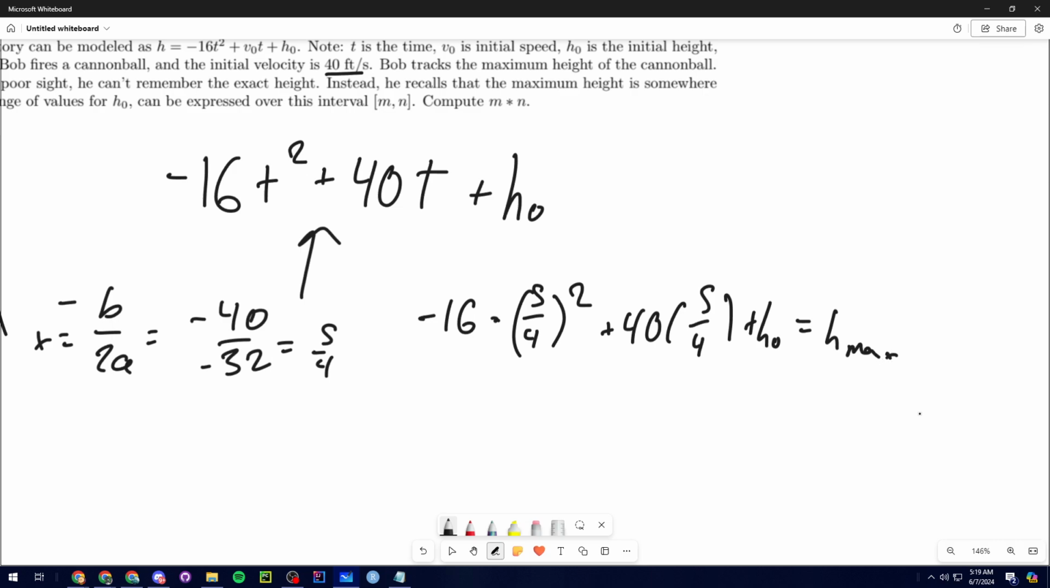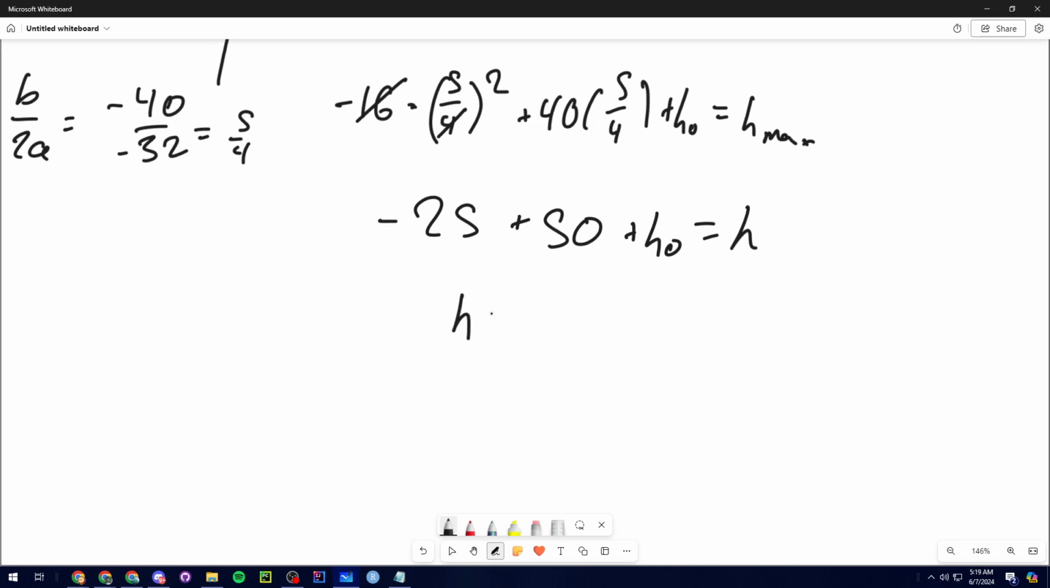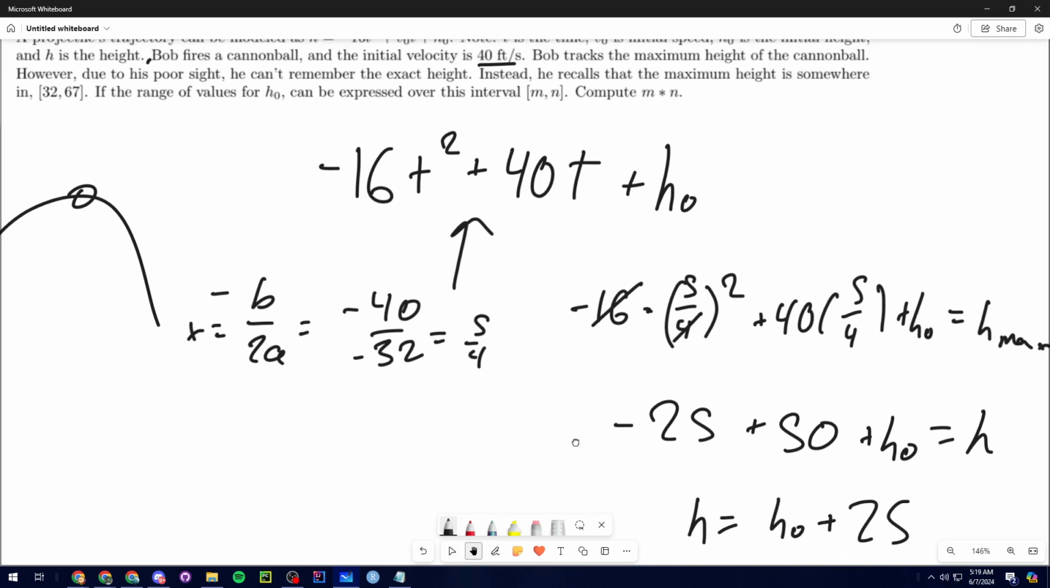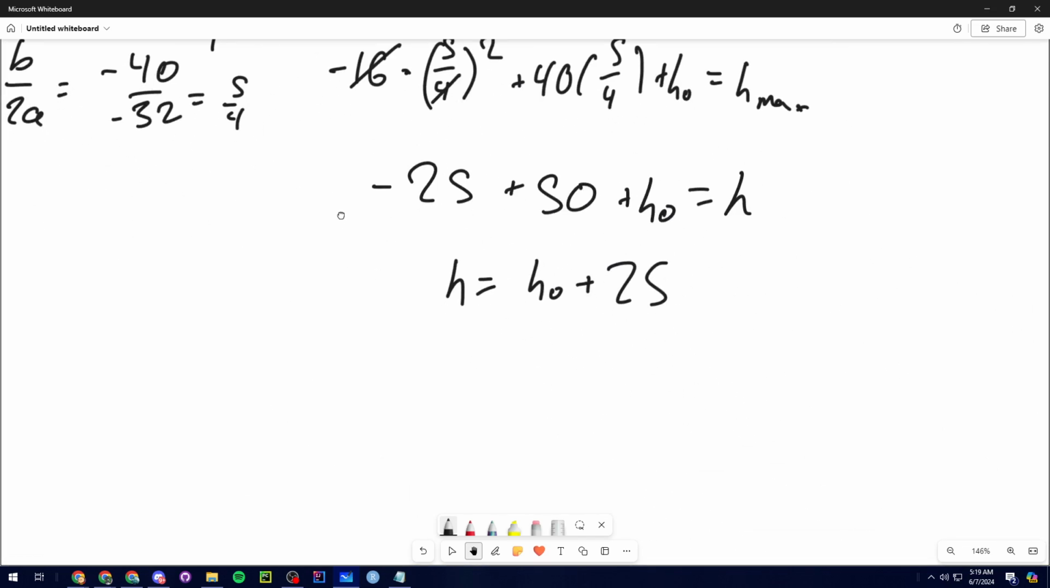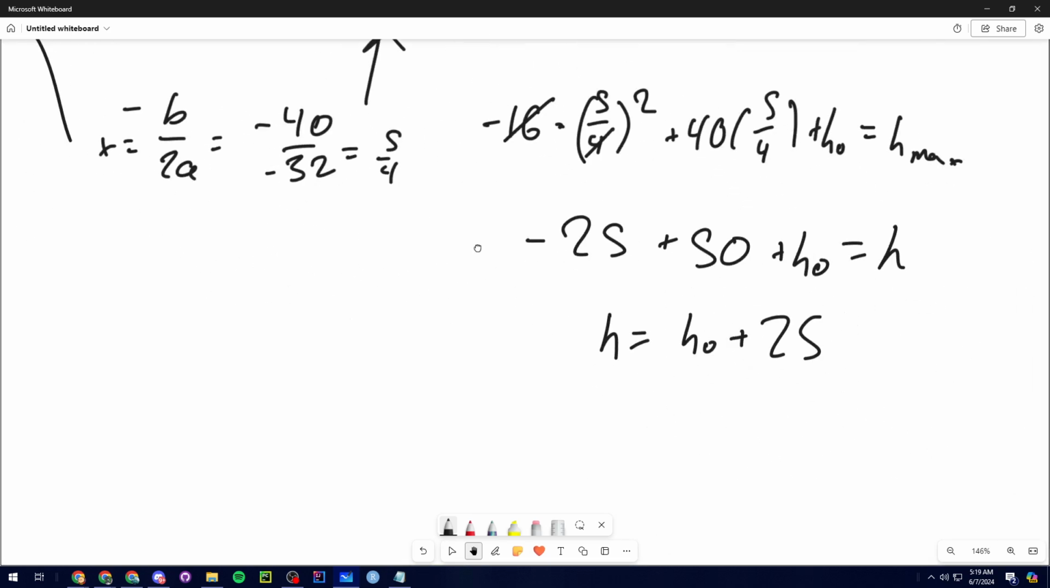Alright, now what? I'm just going to simplify. The 16 cancels out with the 4 squared on the bottom, so you have negative 25. The 40 cancels out with the 4, so you have 50, plus h naught is equal to h. I'm just going to leave it as h now, because we know it's h max. So h is just equal to h naught plus 25. What does this mean? The max height is just 25 more than your initial height. Well, we want to solve for initial height. We don't know what the max height is, but we know an interval.